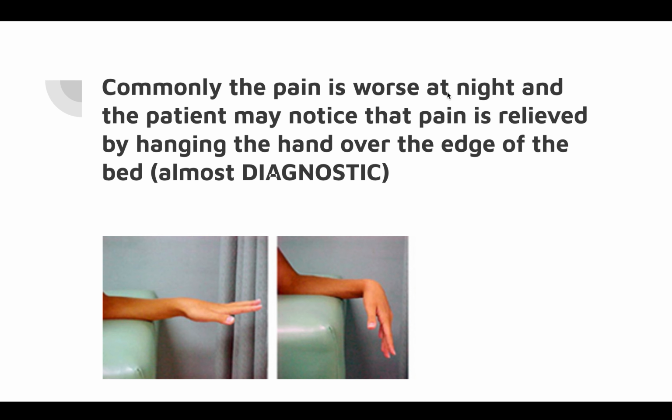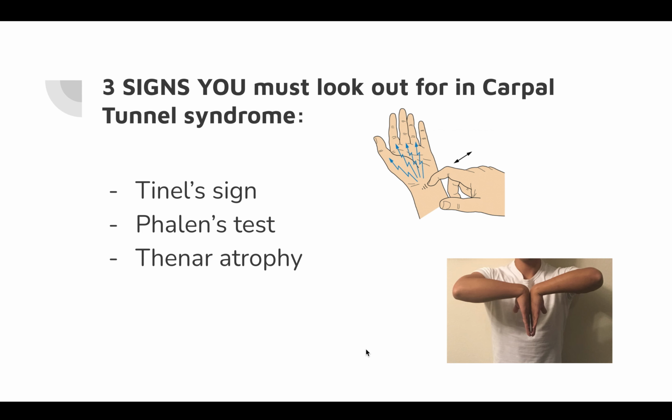There's two distinguishing factors for carpal tunnel syndrome, which we will remember right now, is that the pain is worse at night, and the patient will notice that the pain may be relieved when they hang their hand over the edge of the bed. This is almost a diagnostic. This is a clincher for carpal tunnel syndrome.